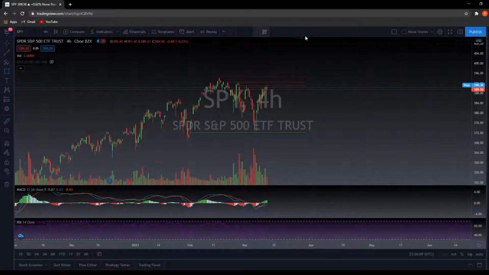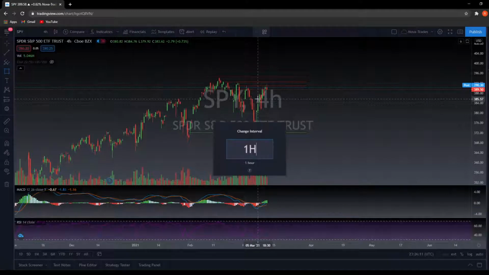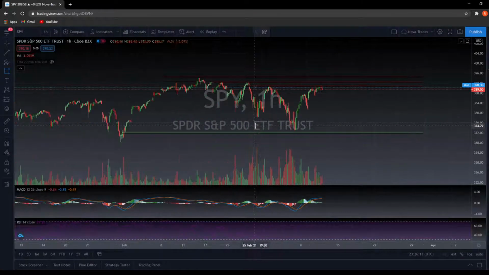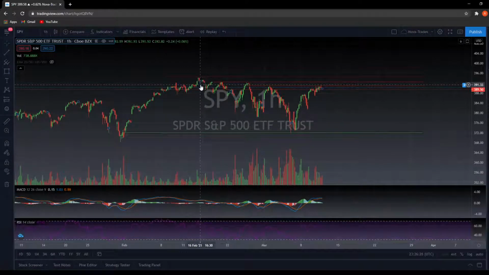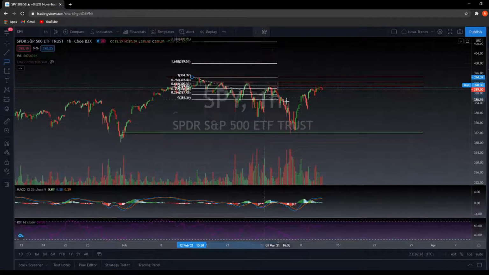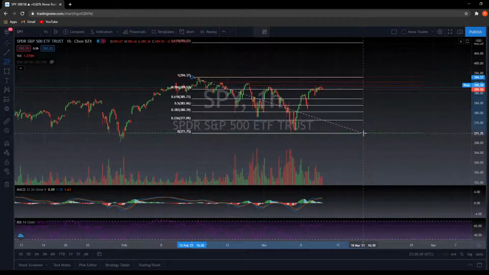It's kind of hard. Let's see. Let's switch to the 1 hour. There we go. So we made some intraday supports, which was good. When I chart SPY, I really like to use my fib levels on SPY. It just gives me a better idea of where we're hanging out.